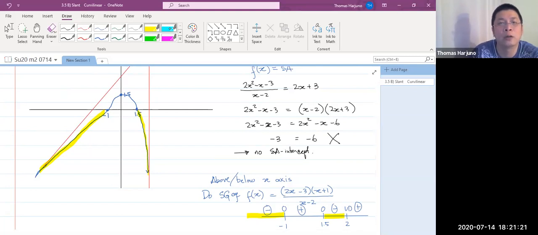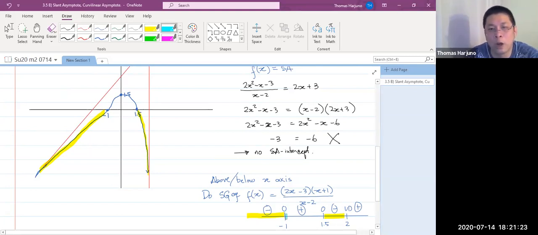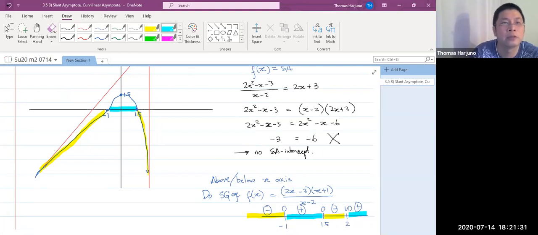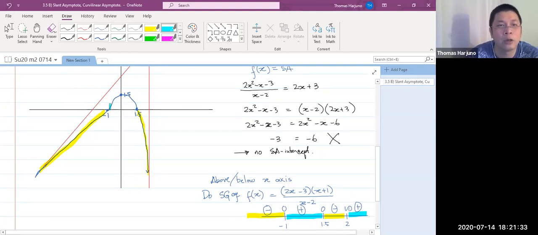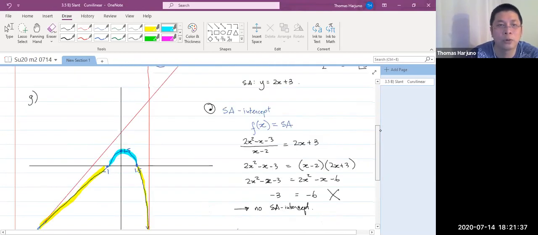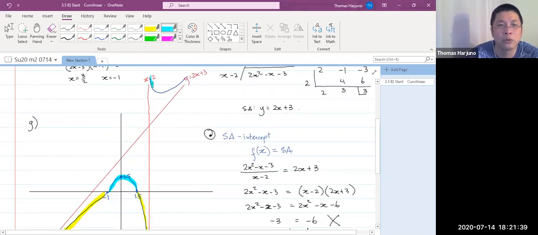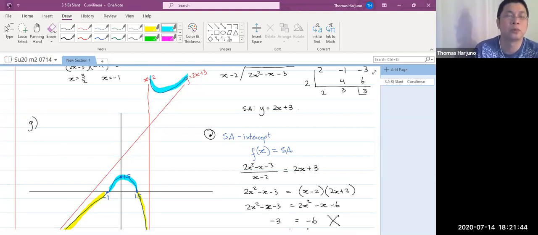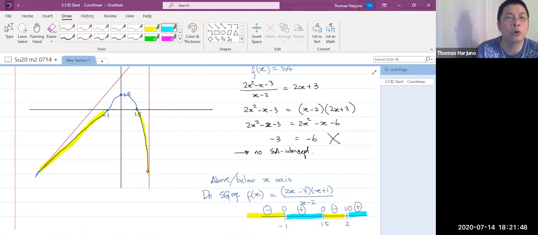Okay, while between -1 to 1.5 is above the x-axis, and above 2 is also above the x-axis. Between -1 to 1.5, and also between 2 to infinity is above the x-axis. Okay, but you may have an issue with how do we know it is below or above the slant asymptote?